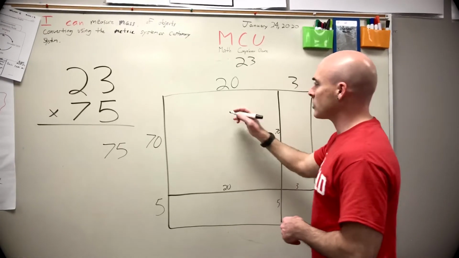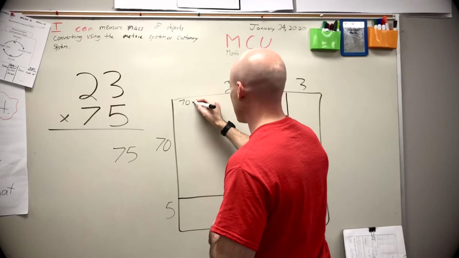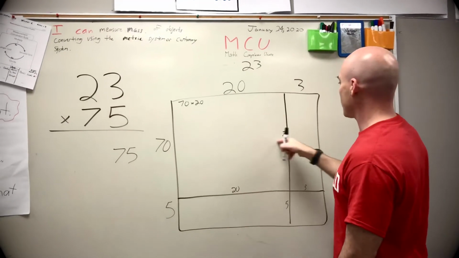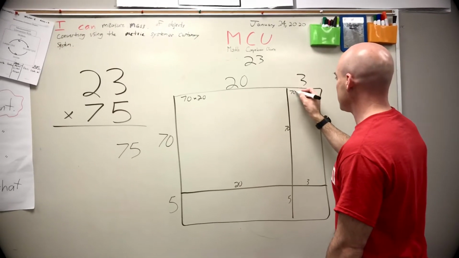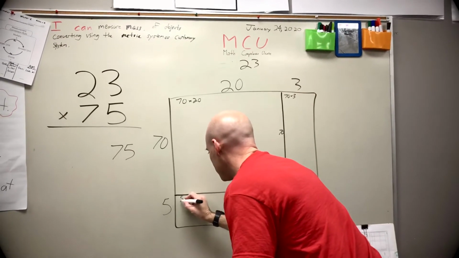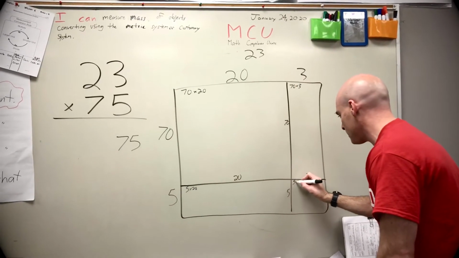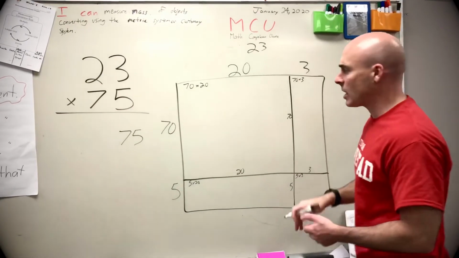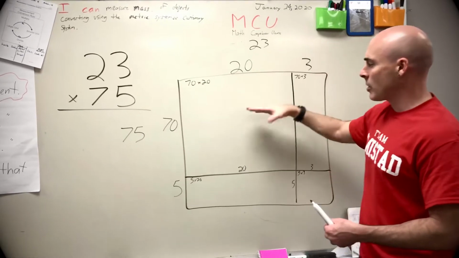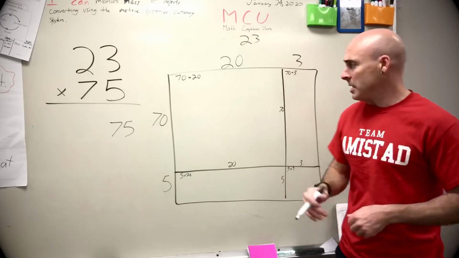I've got a 70 and a 20, and I'm going to simply write in the corner my multiplication problem. On this side, I've got 70 and I've got 3. On this side, I've got 5 and 20. And finally here, I have 5 and 3. And again, area equals length times width. I'm doing my length times my width for each one of these spaces. And then finally, I'm just going to solve each of those individual problems.